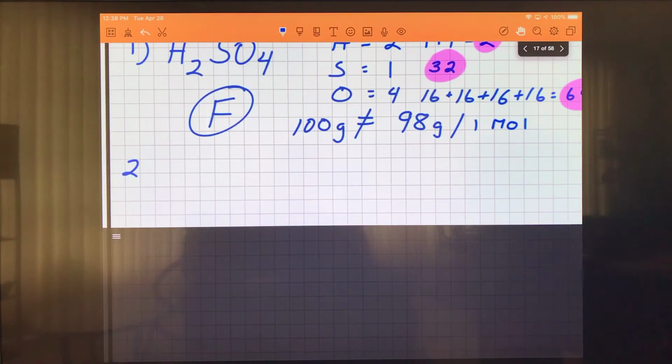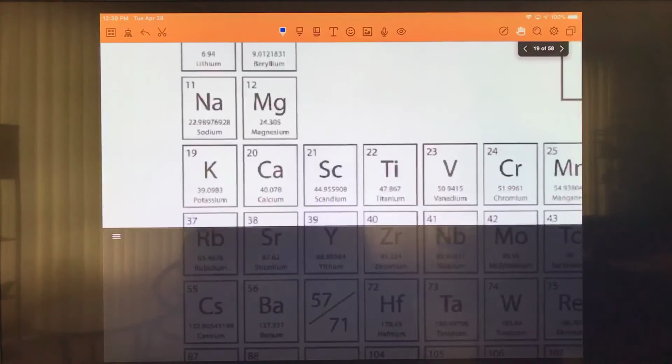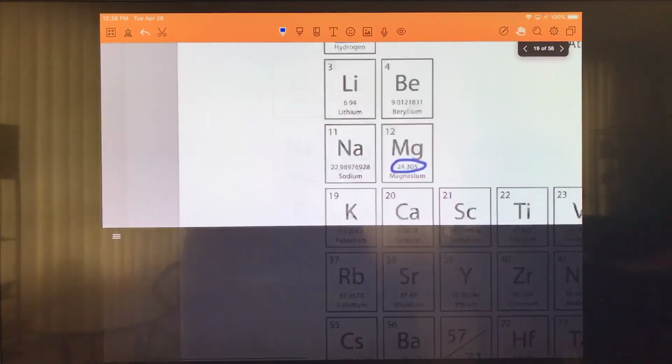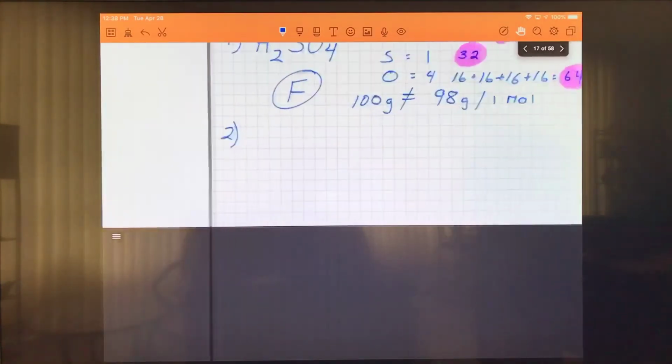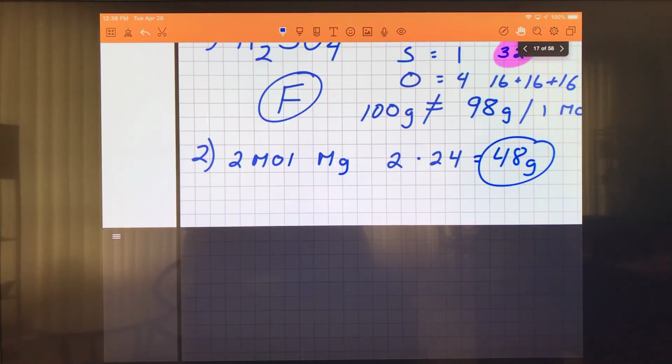2 moles of magnesium. Well, I've got to go over to my periodic table. There's magnesium, right there, it says 24.3, but I'm going to use 24. I'm going to round it and then go back over here. And so I have 2 moles of magnesium. So that is 2 times 24, or 48 grams. So the answer was B, 48.